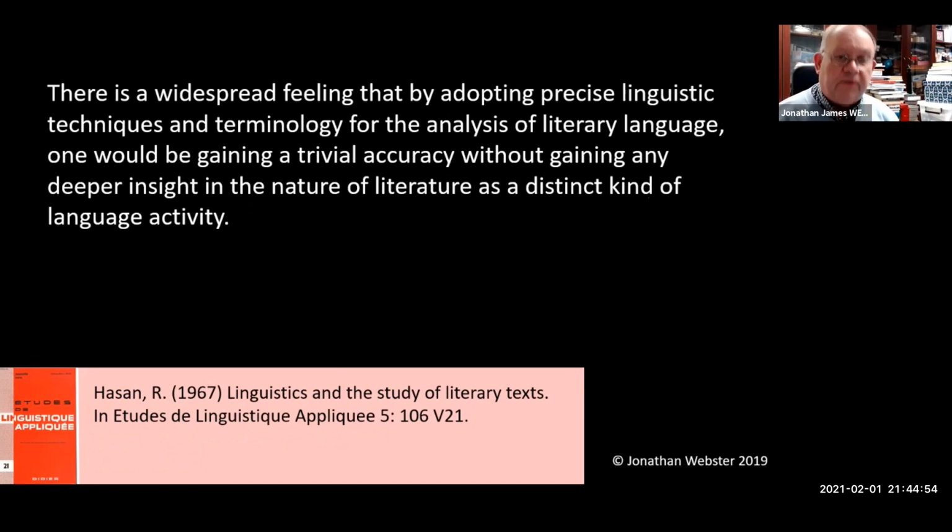People in literature very often are sort of skeptical of we linguists when we approach literature. Why? Because we're sort of counting things. We're sort of quantifying things. Hassan writes this, there's a widespread feeling that by adopting precise linguistic techniques and terminology for the analysis of literary language, one would be gaining a trivial accuracy without gaining any deeper insight in the nature of literature as a distinct kind of language activity.